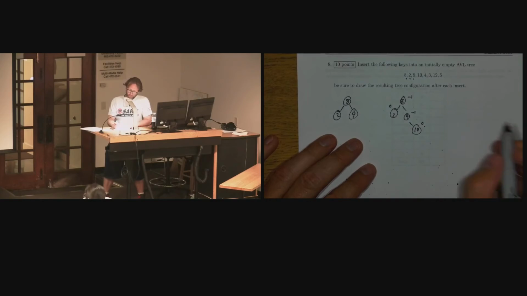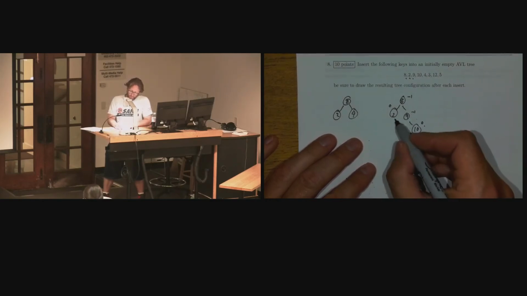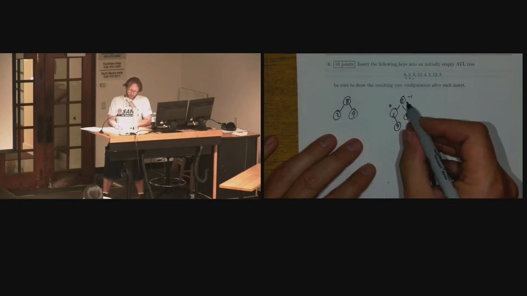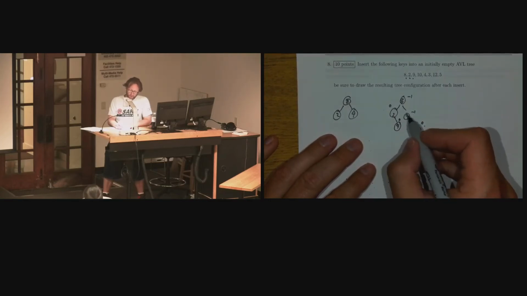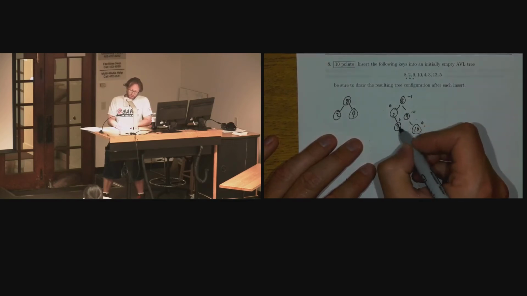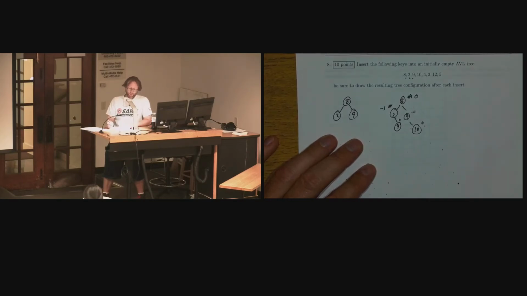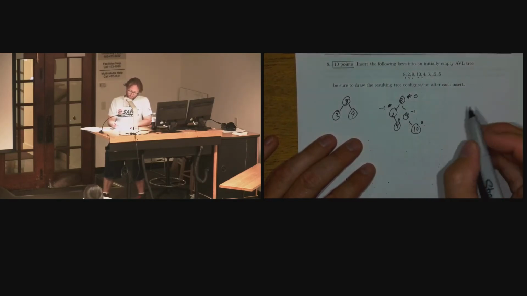Okay? What about 4? 4 gets inserted as the right child of 2. That's not going to change any of the balance factors except for 2 and its parent. So this is 0. This becomes -1 minus 0, so this becomes -1. And this one now becomes 0. It's even more balanced than it was before. Right? That's 10, 4. What about 3?